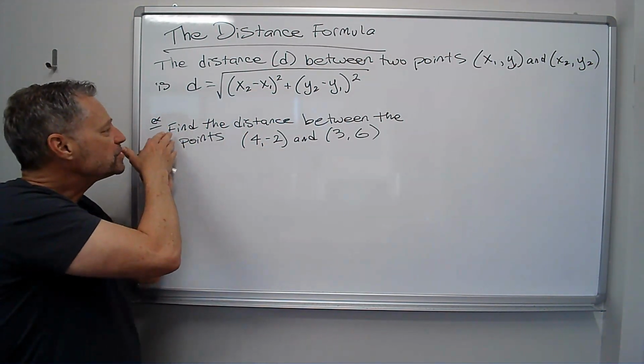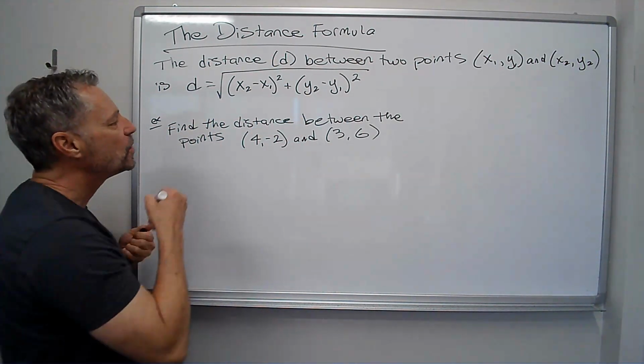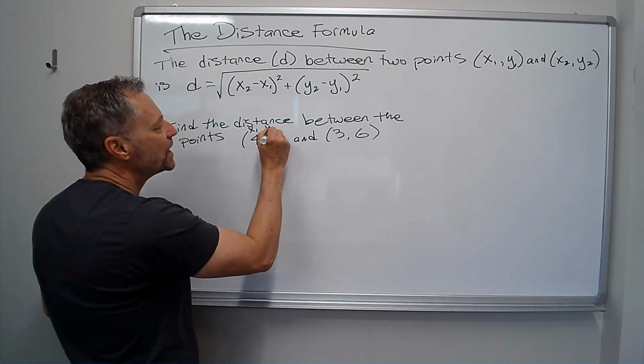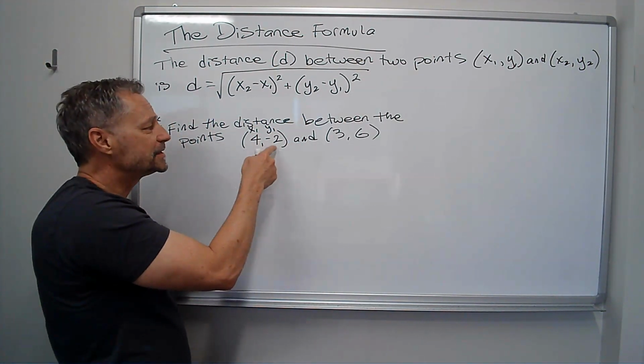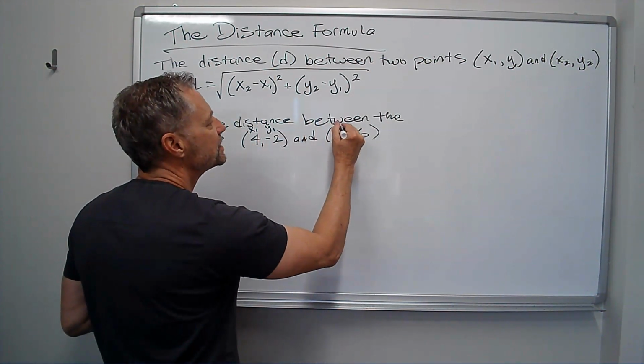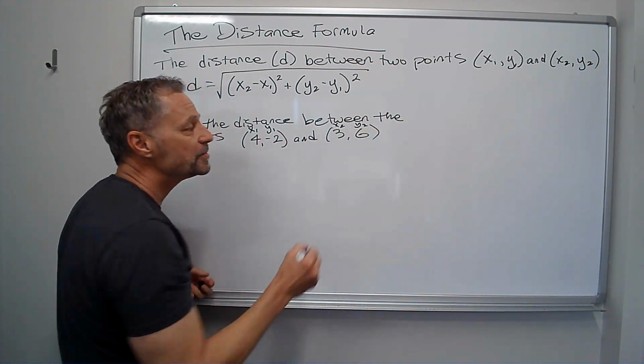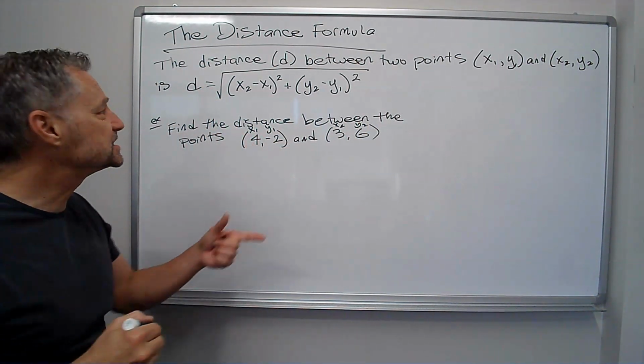So our problem says find the distance between the points. Well, we're going to label this x1, y1. It has to go xy. Don't go x1, x2. That wouldn't make any sense. And then this will be x2, y2. So I'm going to use that in the formula to find the distance between these.